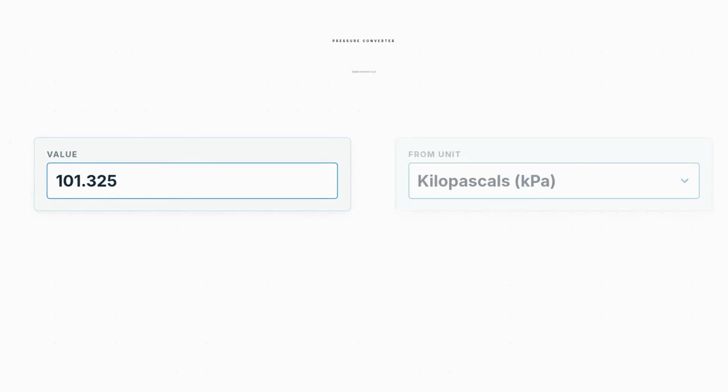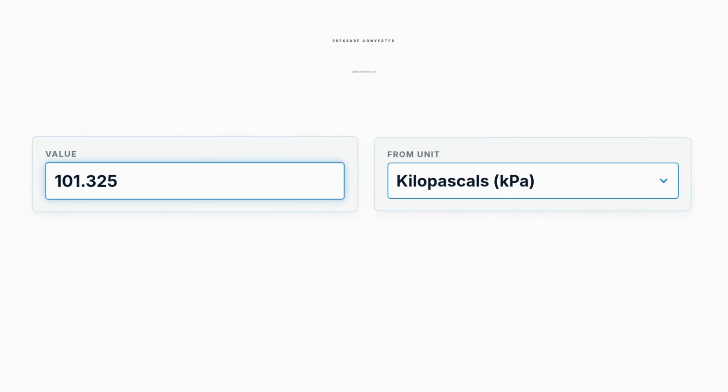This is the pressure unit converter calculator, which instantly converts pressure values between 9 different units of measurement. The calculator has 2 main inputs. First, you'll select your starting unit from the From Unit drop-down menu.